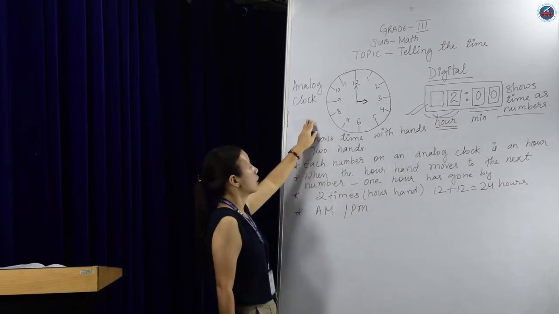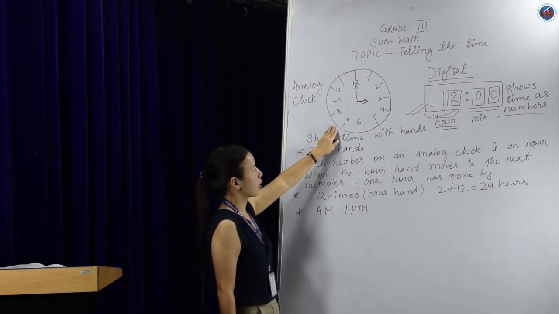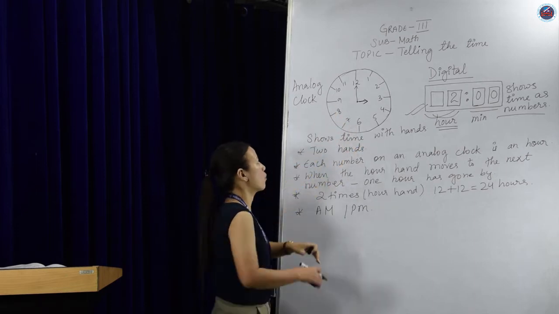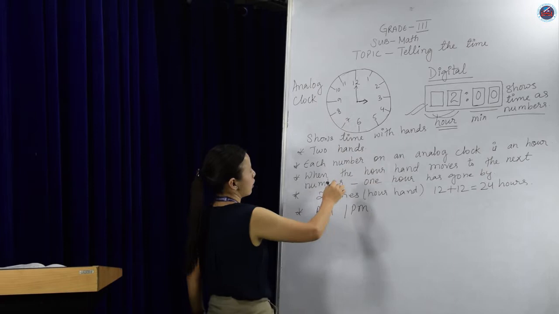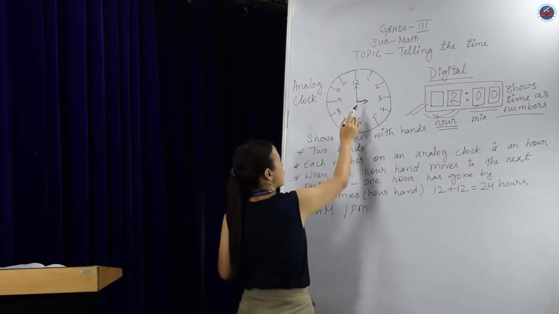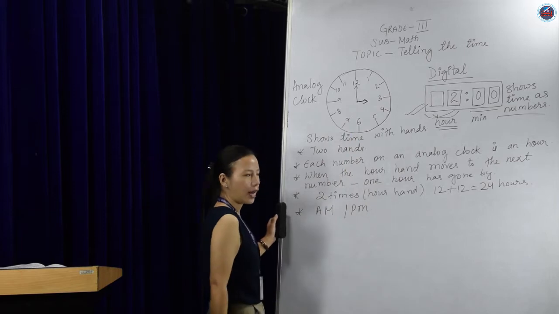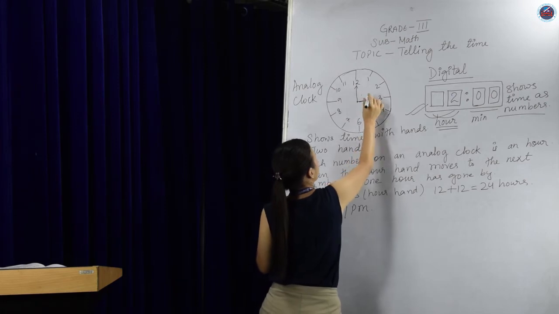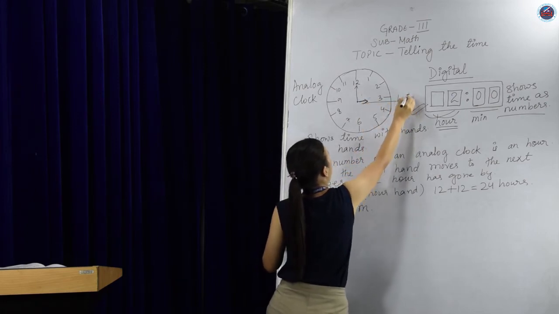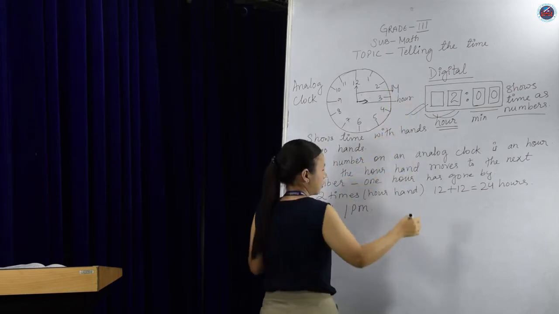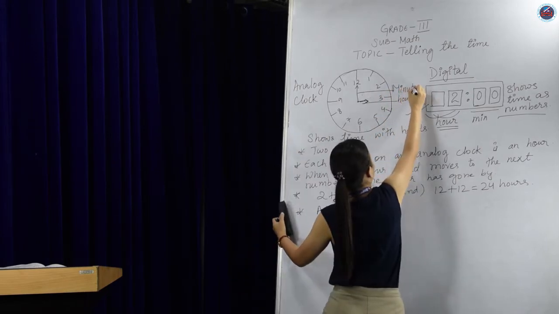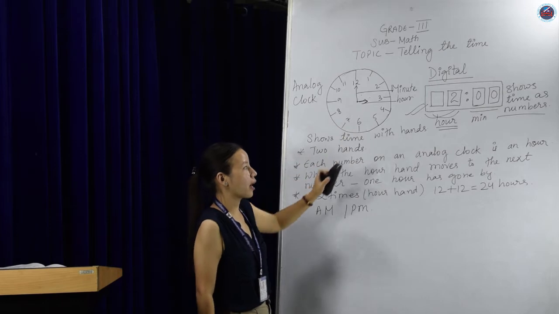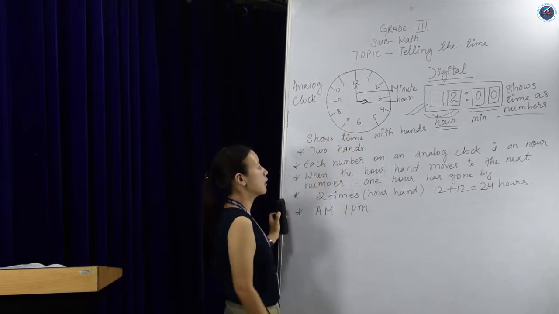Now this one that we see here is called the analog clock. This analog clock shows the time with hands. When we look at this clock, we have 2 hands. One is short and the other one is long. The short hand is called the hour hand, and the long one is called the minute hand.